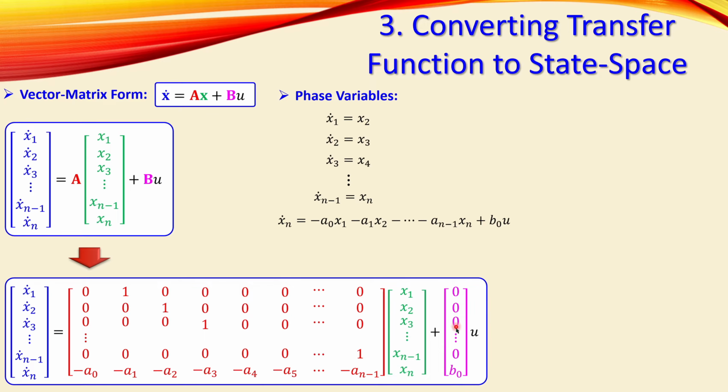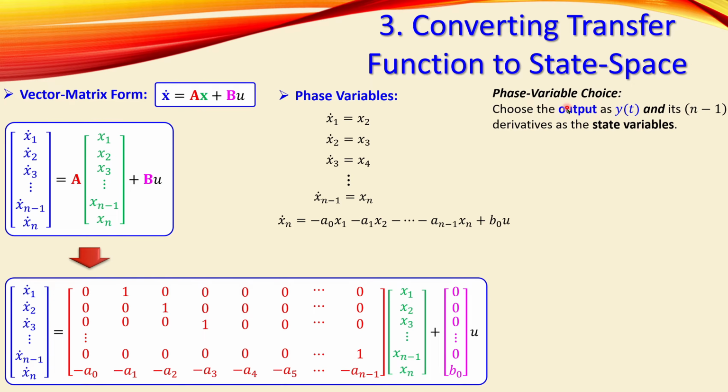And this is all what you have, so 0, 0, 0 up to the final one, which is B0, which is our input coefficient. It's also shown here. So this whole thing here is actually given as a matrix expression here. And you can see the coefficients minus A0, minus A1, up to minus A n-1, all here. So the phase variables choice, again, as we said, the y and its n-1 derivatives as the state variables.